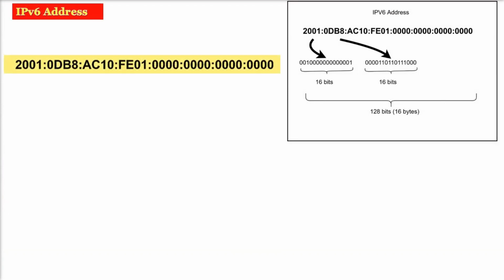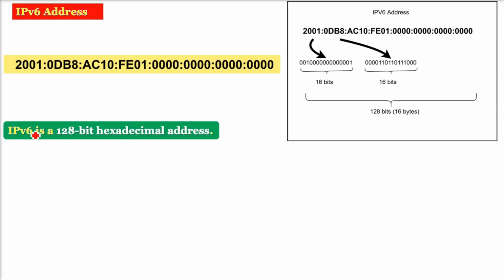IPv6 address, which you see here, first of all, it is a 128-bit hexadecimal number. Two things you have to remember: 128-bit hexadecimal number. IPv4 was what? Totally numeric.